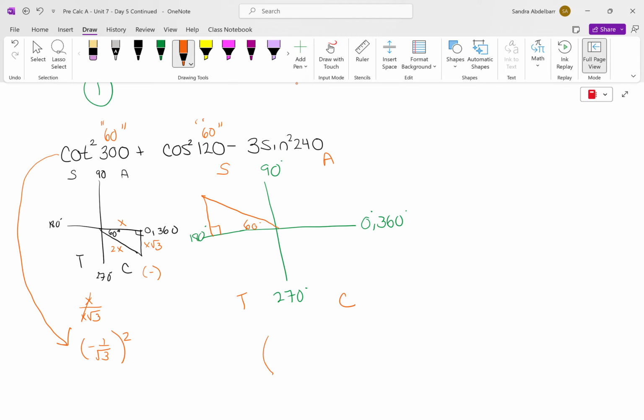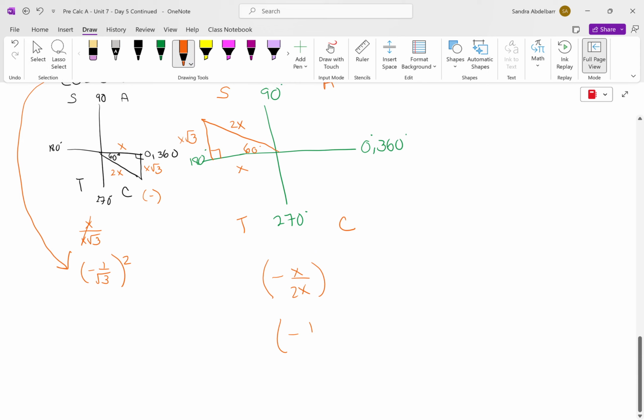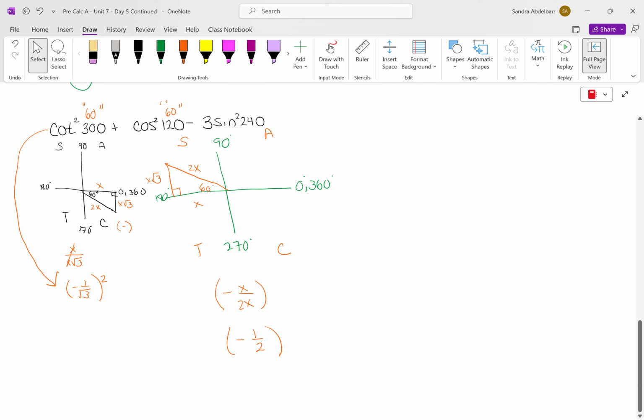But in quadrant 2, is cosine positive or negative? Cosine is negative in quadrant 2. So I know whatever I get, it's going to be negative. So now we have x root 3, 2x, and x. So for cosine we want adjacent, which is x, over the hypotenuse, which is 2x. What do we end up getting here? Negative a half. Right, and the last one.